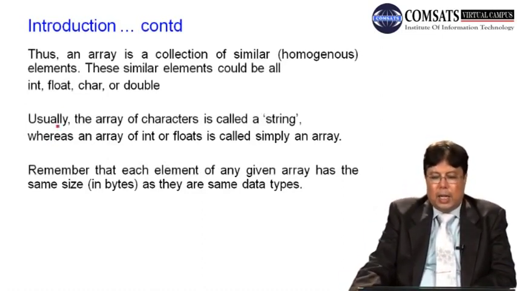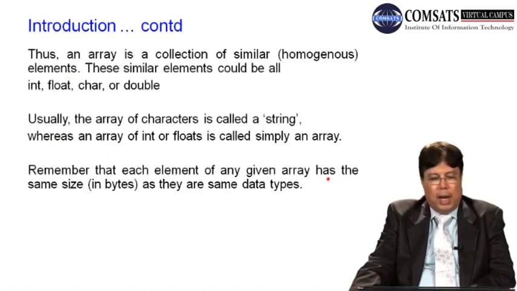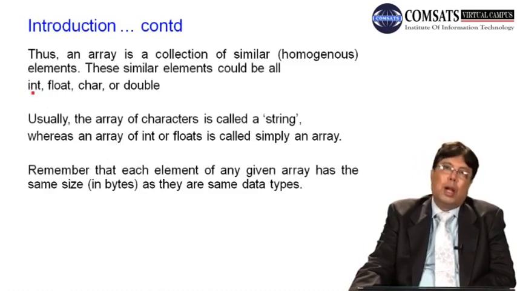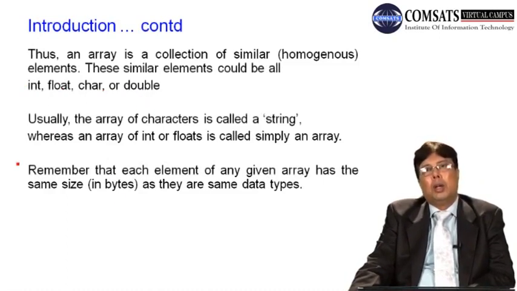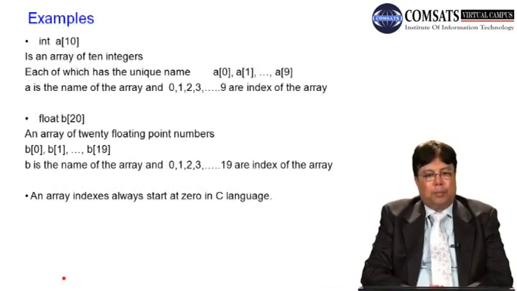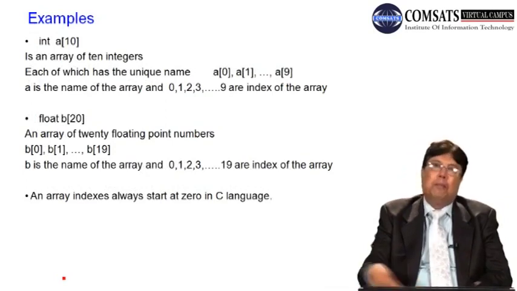So remember that each element of any given array has the same size in bytes, क्योंकि अगर इंटीजर है तो 2 बाइट्स होगा, फ्लोट है तो 4 बाइट्स होगा, कैरेक्टर है तो 1 बाइट होगा, डबल है तो 8 बाइट होगा, और लॉन्ग इंटीजर है तो तब भी 8 बाइट होगा. int a of 10 is an array of 10 integers, each of which has a unique name.